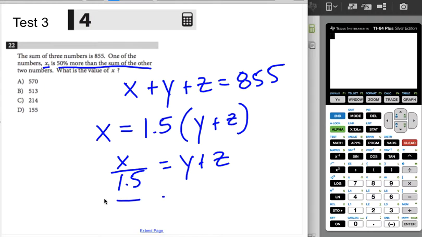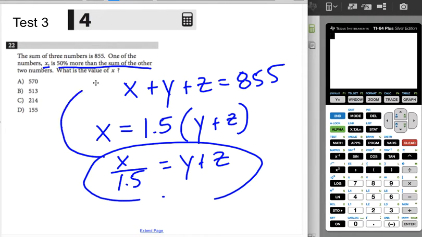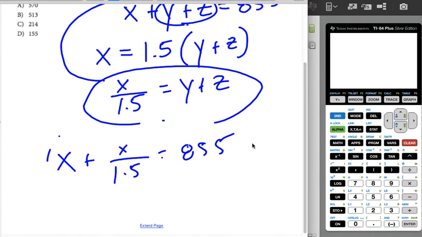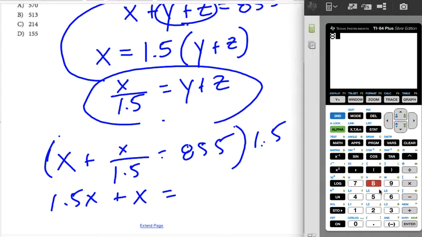So now, knowing that, I can solve for x because this thing right here can be replaced with an x over 1.5. So x plus x over 1.5 should give me 855. I would probably multiply this whole thing by 1.5. It's up to you how you want to do it. I mean, it's a calculator section, I don't care. So 1.5x plus another x equals 855 times 1.5.